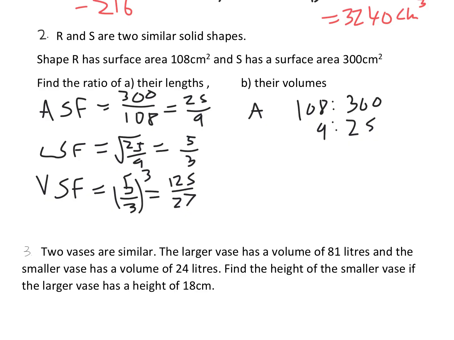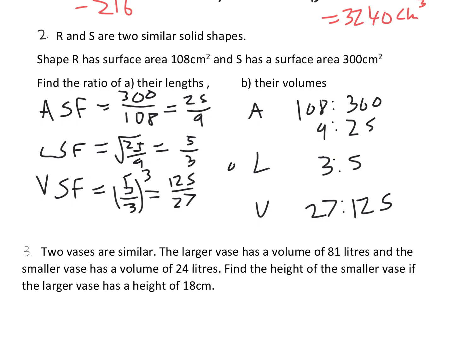Okay, what's the ratio of their lengths then? Well, you would have to square root that, or I should have already done it here. If you square root the area ratio, you get 3 to 5. And then for the volume, you have to cube the length ratio, which is what we should have done here with those numbers. Cube the 3, cube the 5, and we get 27 to 125.